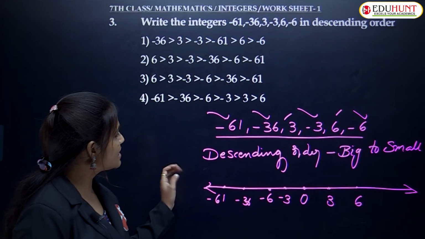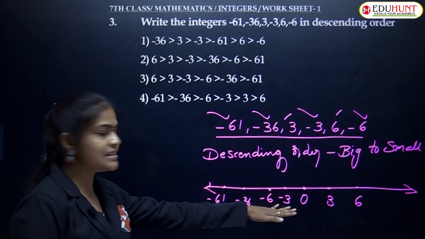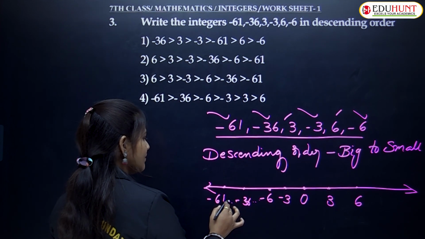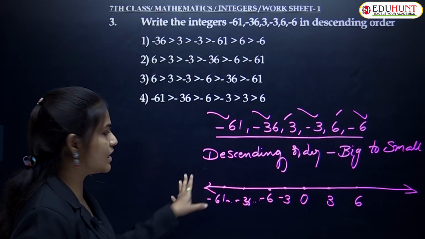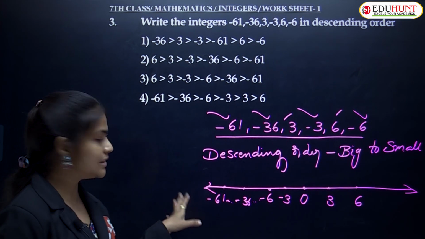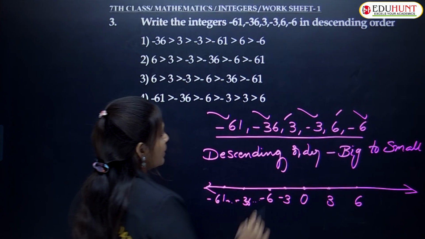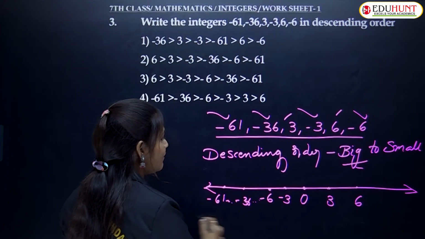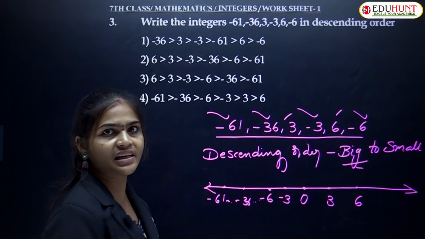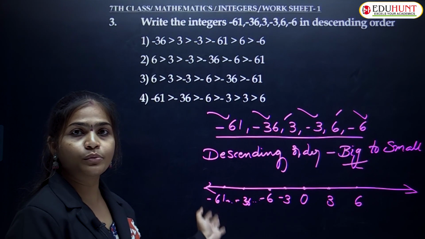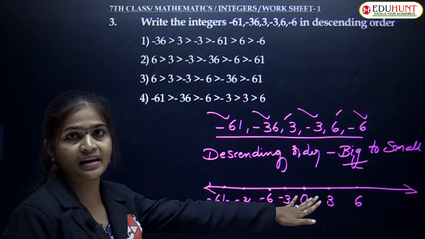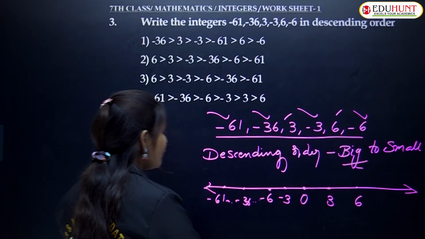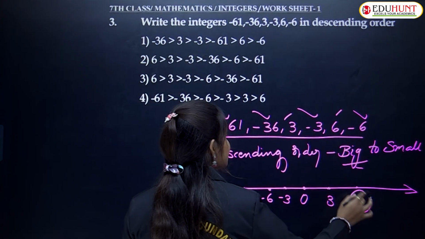In such cases, it is better to draw the number line and arrange the numbers like this. Understand? In between, so many numbers will be there. I have just written the numbers they have given. See here, what they are asking: descending, biggest number to smallest number. While you are observing all these numbers, what is the greatest number here? We know that while you are moving to the right side on the number line, you get numbers in increasing order.